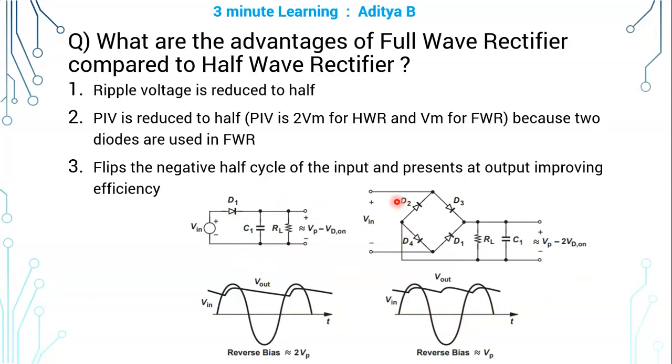So you can see the circuit diagrams and waveforms of input and output over a half wave rectifier and a bridge full wave rectifier. This is a half wave rectifier, load resistor, smoothing capacitor. Output is equal to Vp minus Vd on, and the ripple time period is Tin, equal to input time period. So this is the ripple.